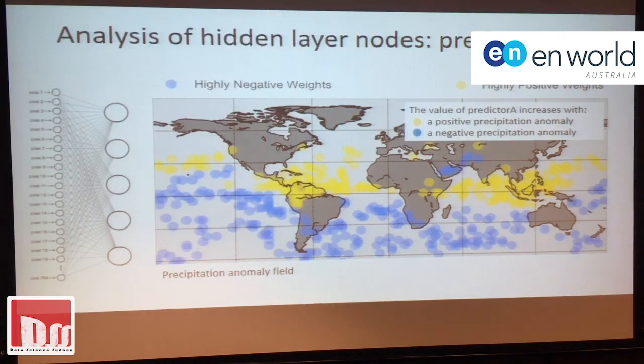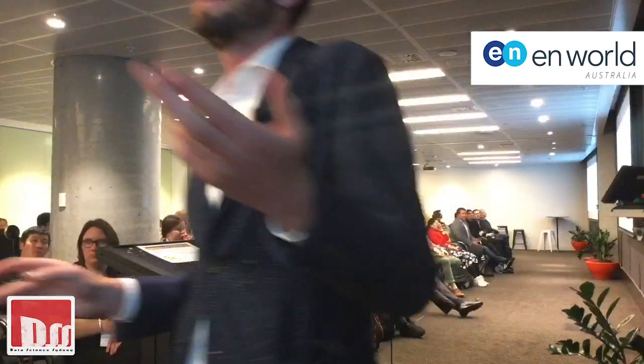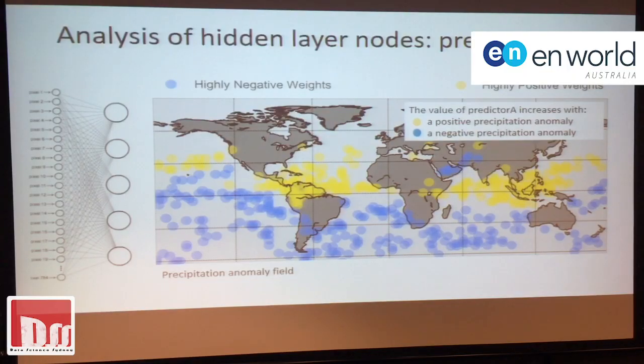So in this space, what you have as well is any area under the yellow colors. You know that a positive anomaly in the precipitation will tend to increase the value of your predictor. We'll call it predictor A in the rest of the talk. And the positive anomaly of precipitation in the blue areas will decrease it. I won't go into the details of the physics in there, but what's quite interesting is actually this picks up on the El Niño La Niña patterns, for instance.